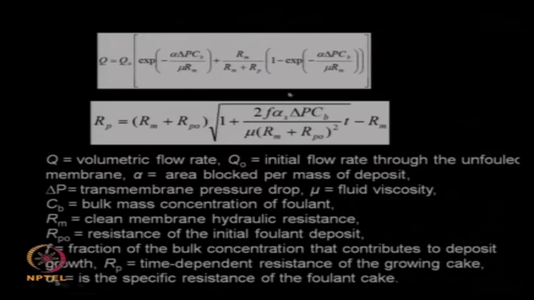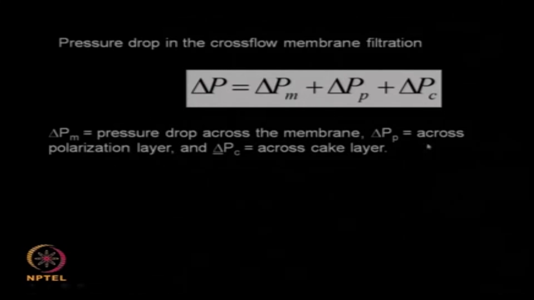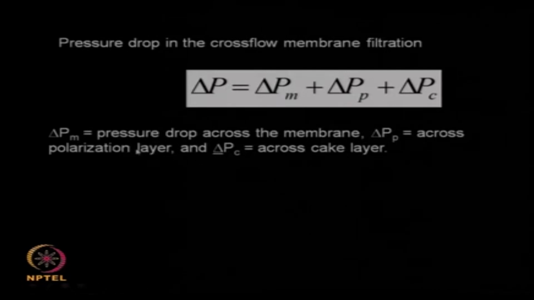So this is how this flow happens as a function of time when there is going to be some sort of a deposit. The deposit could be of various types, so the n could range from 0 to 2. Now if you take a cross flow membrane, the pressure drop in the cross flow membrane will be made up of 3 terms: pressure drop across the membrane material, across the polarization layer, and across the cake layer. So you have 3 pressure drops which will add up to the overall pressure drop.